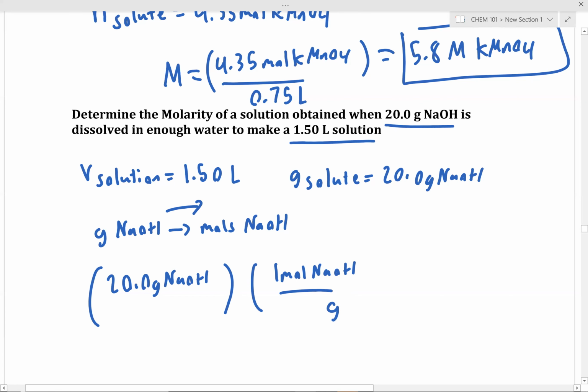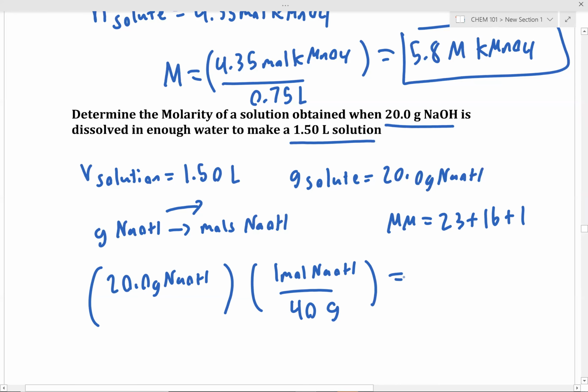What's the molar mass? Let's do that. Let's just make sure we're completely explicit on what's going on here. Sodium has a mass of about 23. Oxygen has a mass of about 16. Hydrogen has a mass of about 1. So that gives us a molar mass of 40 grams per mole, roughly. Does that make sense? Okay.